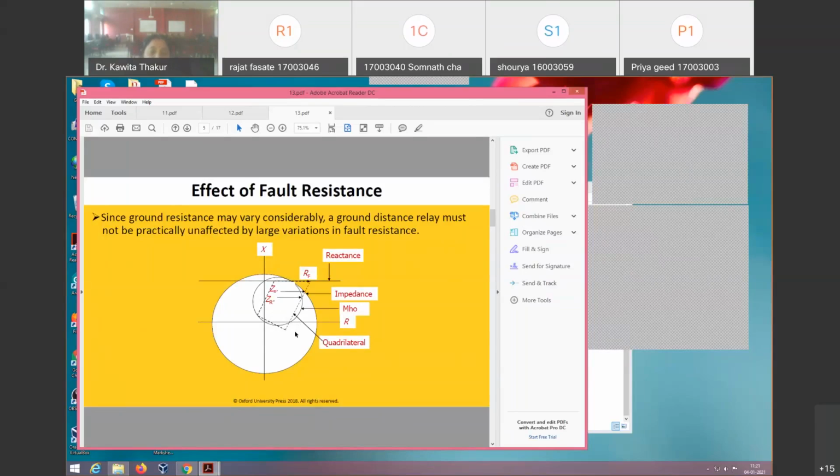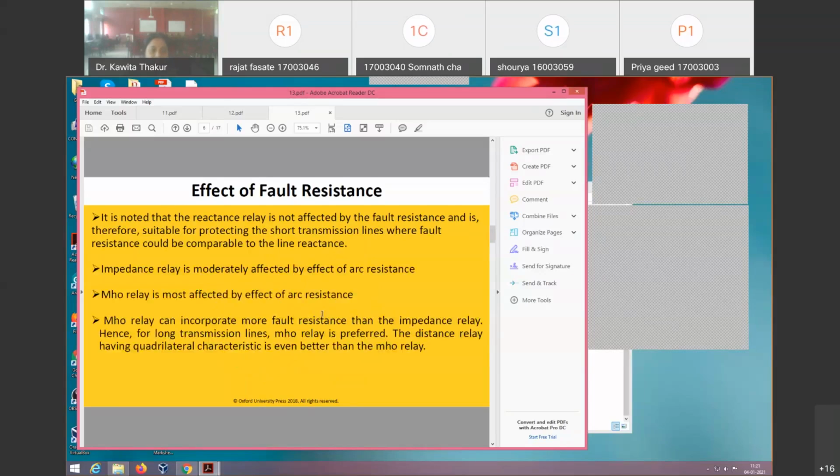we are using impedance relay because effect of fault resistance is less in reactance relay, while in short transmission line we have arcing fault. That's why fault impedance is more, so fault resistance comes in picture, and that's why this reactance relay is more suitable for short transmission line.